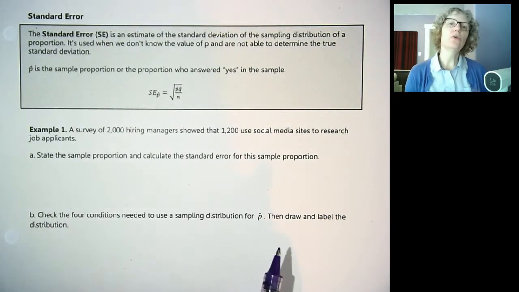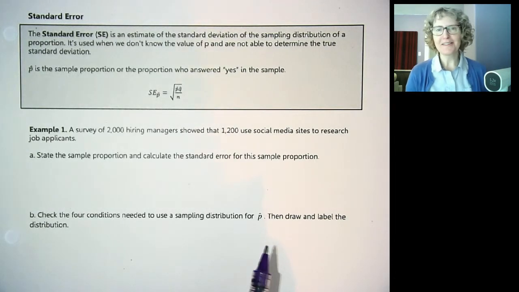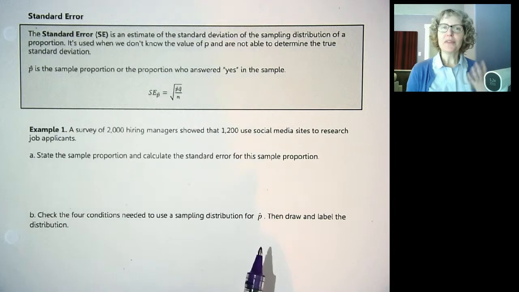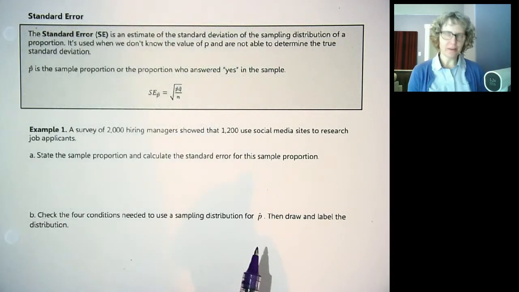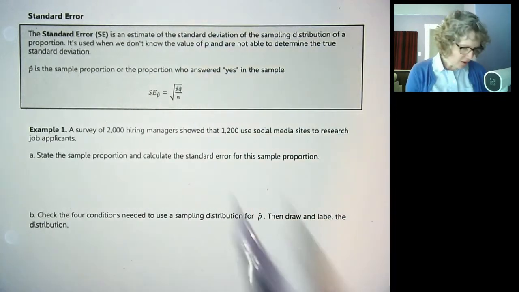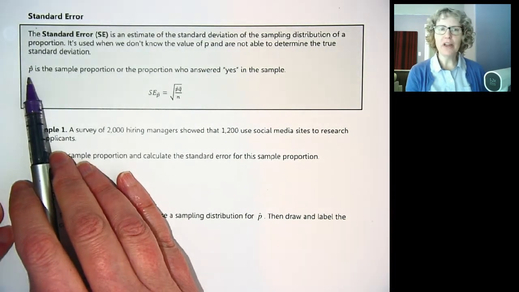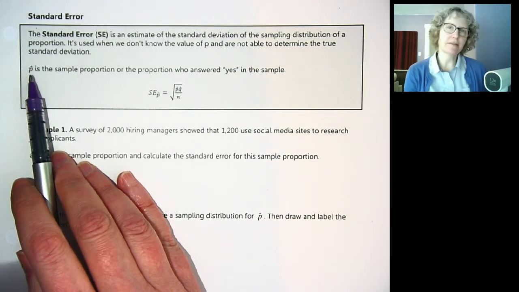Since we don't know our actual value, we don't know our population proportion. That's why we're doing statistics in the first place, right? There's something we want to know, but we don't know, so we take a poll. We take a survey. So all we have is p hat. All we have, like for example in the healthcare survey, all we know is 60% of the sample said yes.